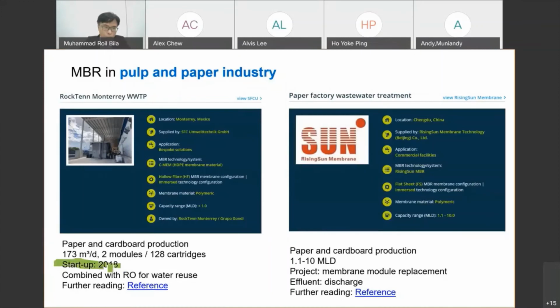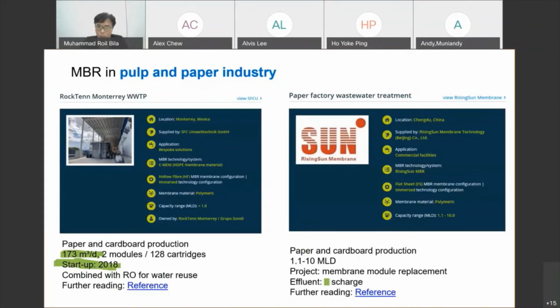The startup was in 2018. This is more like a small industry with a pilot, with a capacity of just 170 cubic meters per day. You can click this reference, and it will lead you to the case report of this particular unit.